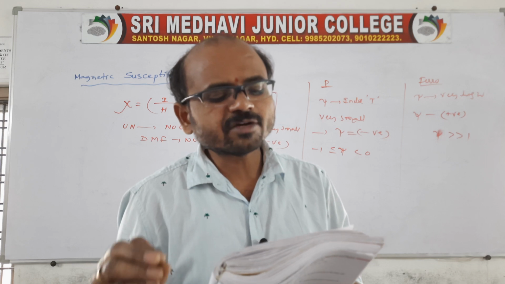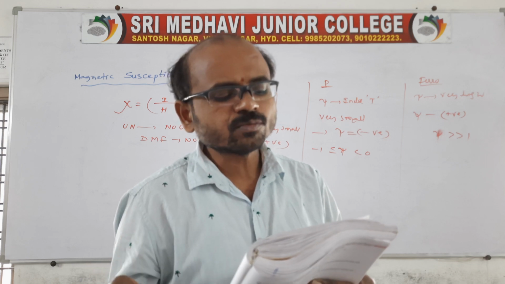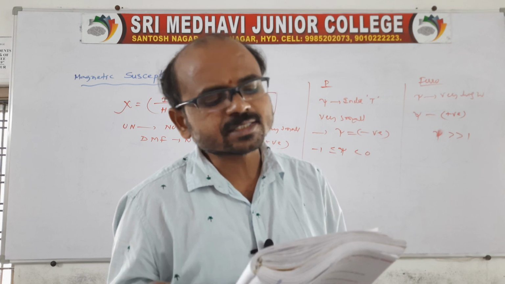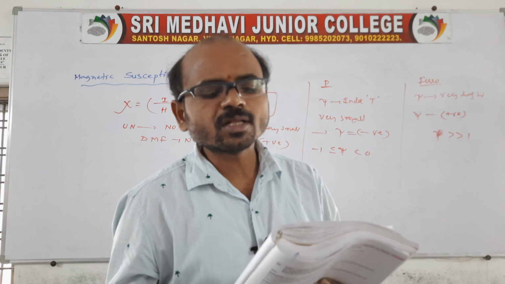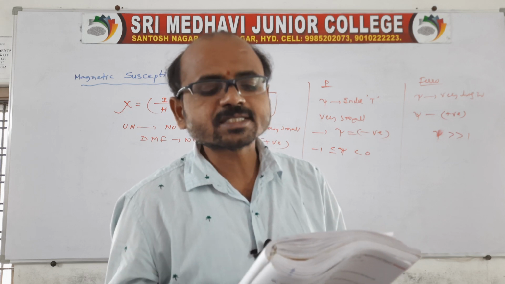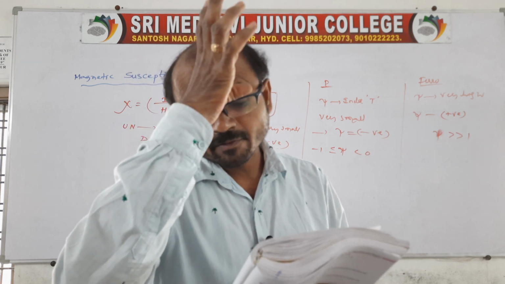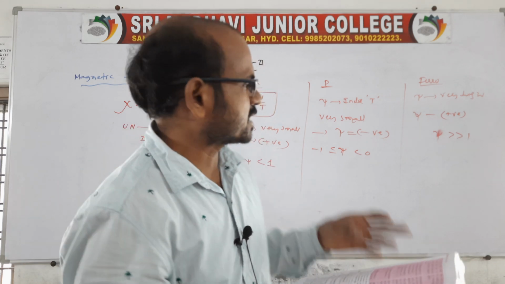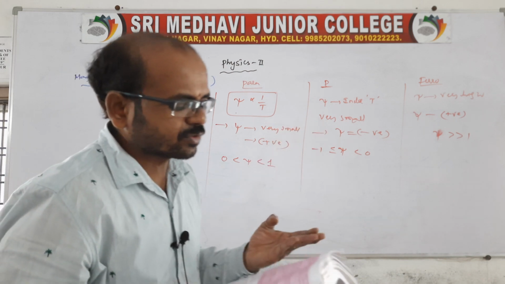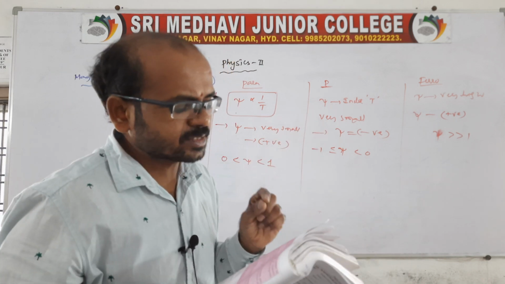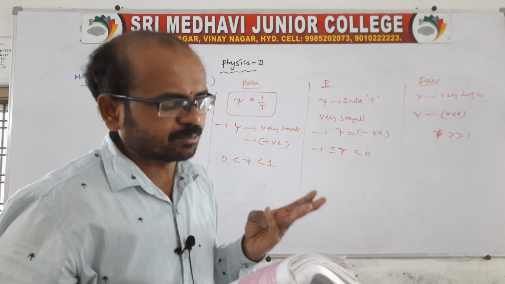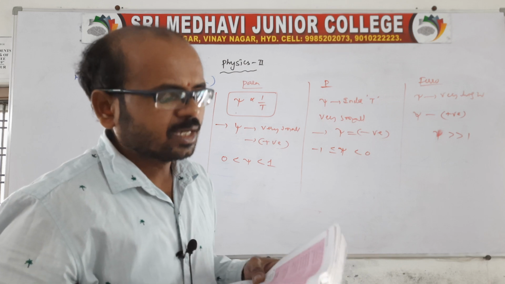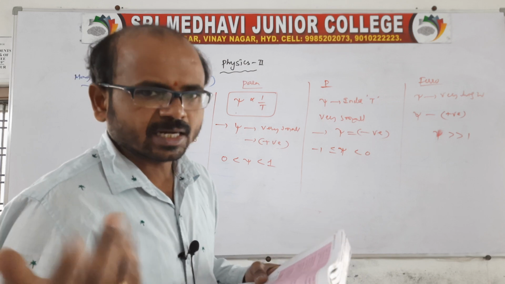So the net dipole moment of paramagnetic atoms is 0, and dia also has net dipole moment 0, whereas ferro possesses the dipole moment. Of course, the xi value is covered, and the relative permittivity also. Examples: para is aluminum, calcium, magnesium. Dia is copper, bismuth, diamond, and ferro is iron, cobalt, nickel, etc.